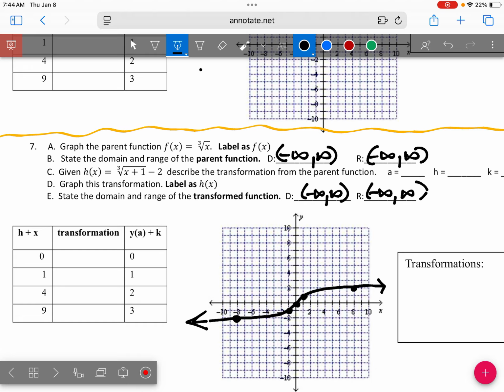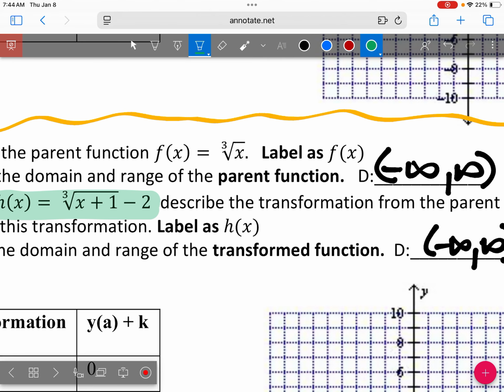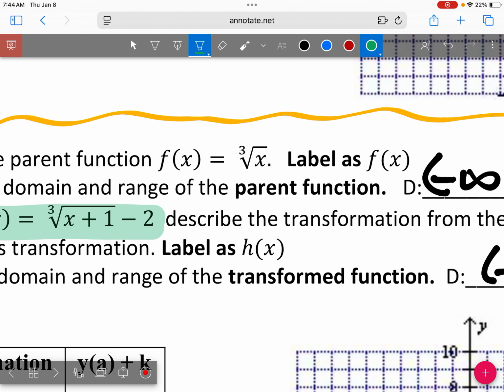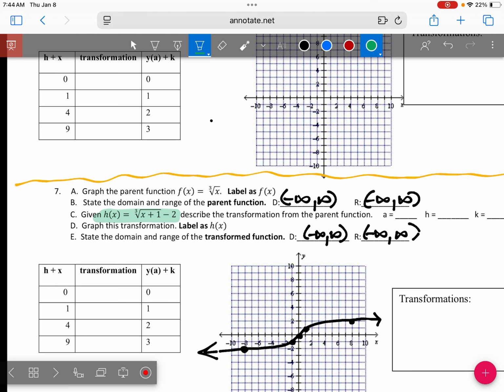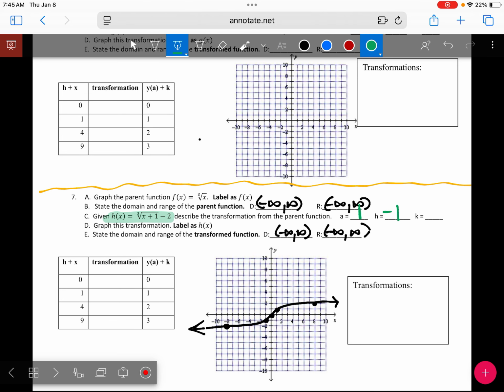All right, so looking at this equation right here, what do you think for this equation? Let me zoom in. What is my A, H, and K? So what's the number in front? 1. What about the number under? -1. And the number in the backyard? -2. So we have a 1, a -1, and a -2.